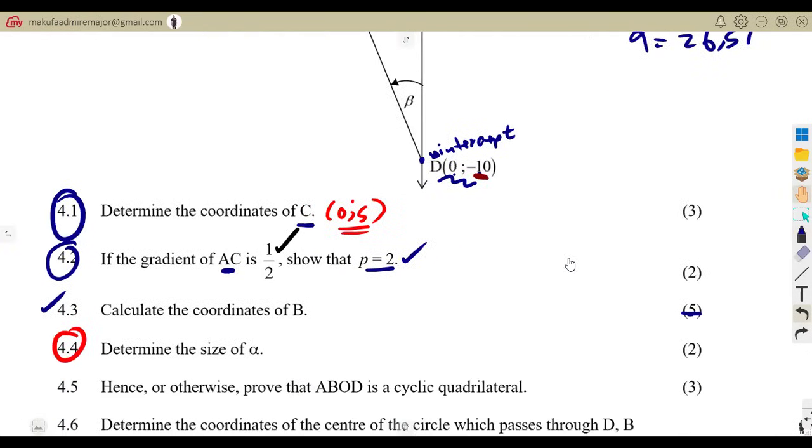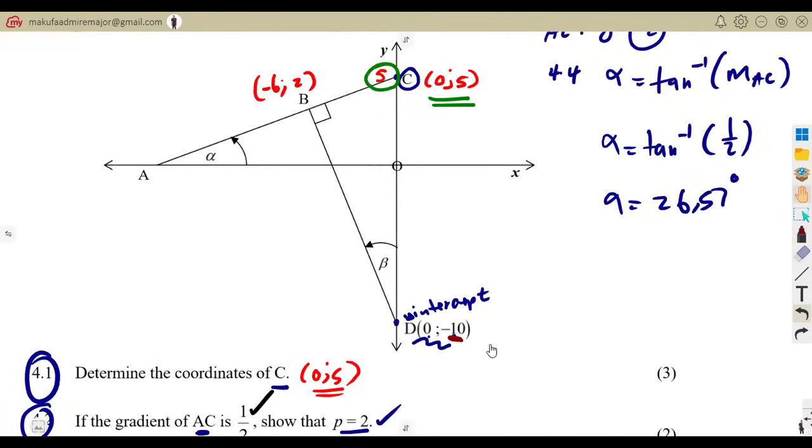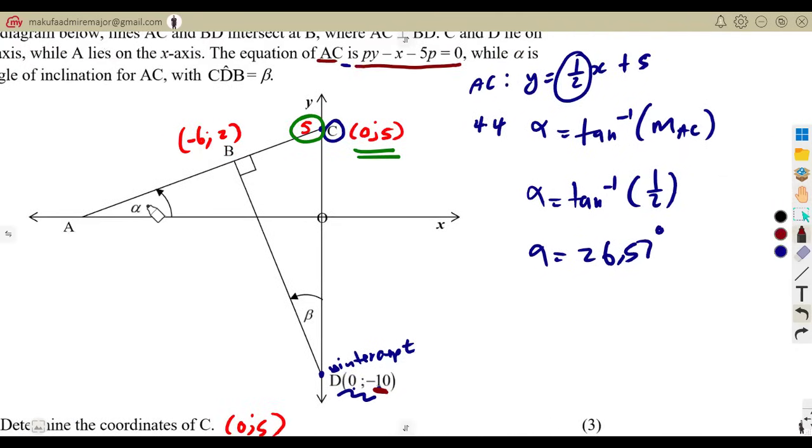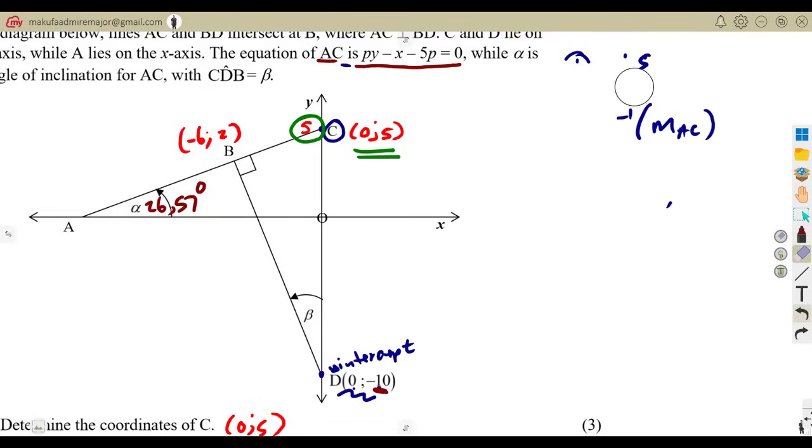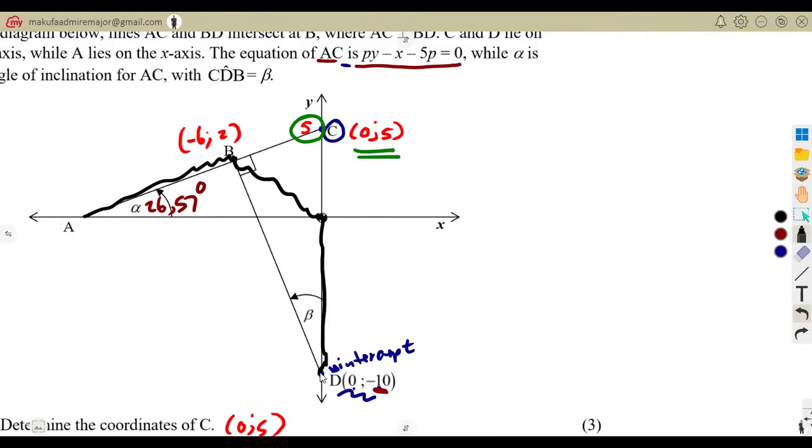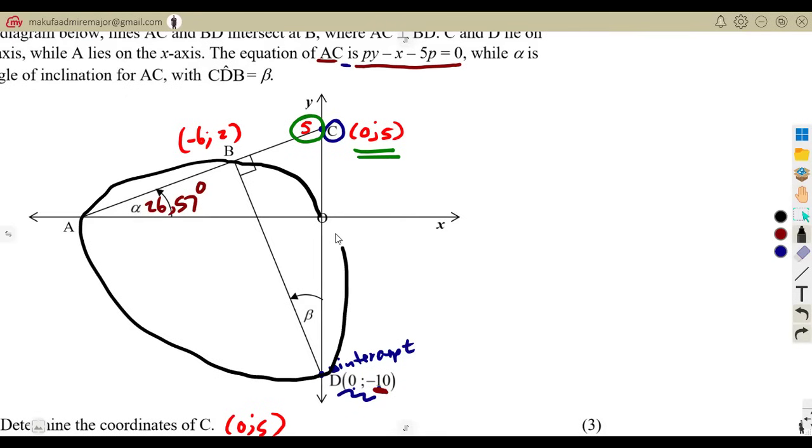All right, then we move on to another question, 4.5. Hence or otherwise prove that ABOD is a cyclic quadrilateral. From A to B to O to D. Remember, we calculated this, this is 26.57 degrees. We need to prove that from A to B to O to D, it is a cyclic quadrilateral. If a circle was going to be drawn, we're going to have it passing through these 4 vertices.